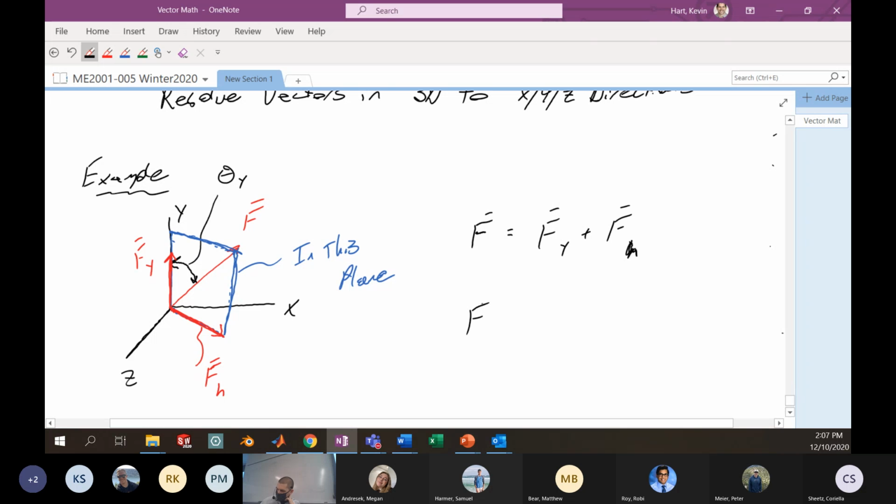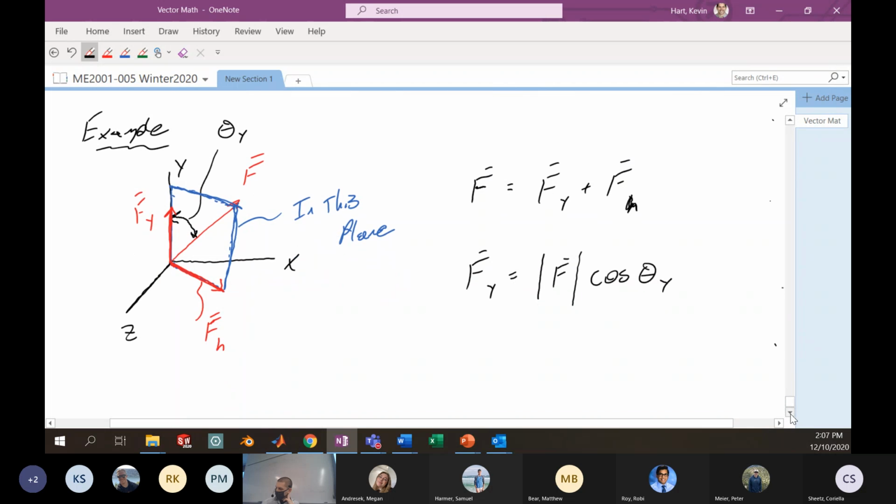Where here we can say something like Fy is equal to the magnitude of this force F resolving into the y direction with cosine theta y. All right, so that's something that's particularly useful. I can also note that this vector Fh is the magnitude of F multiplied by the sine of theta y. Right? So this is just your typical resolution in 2D.